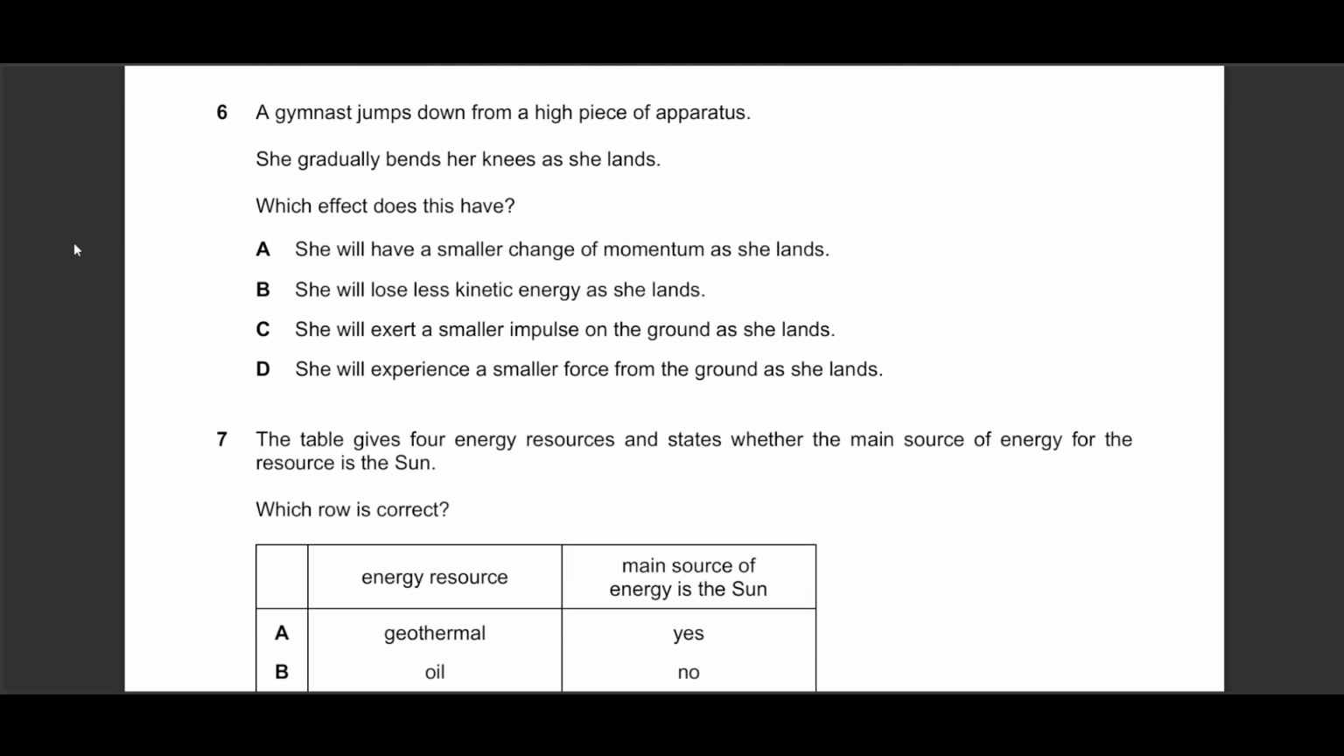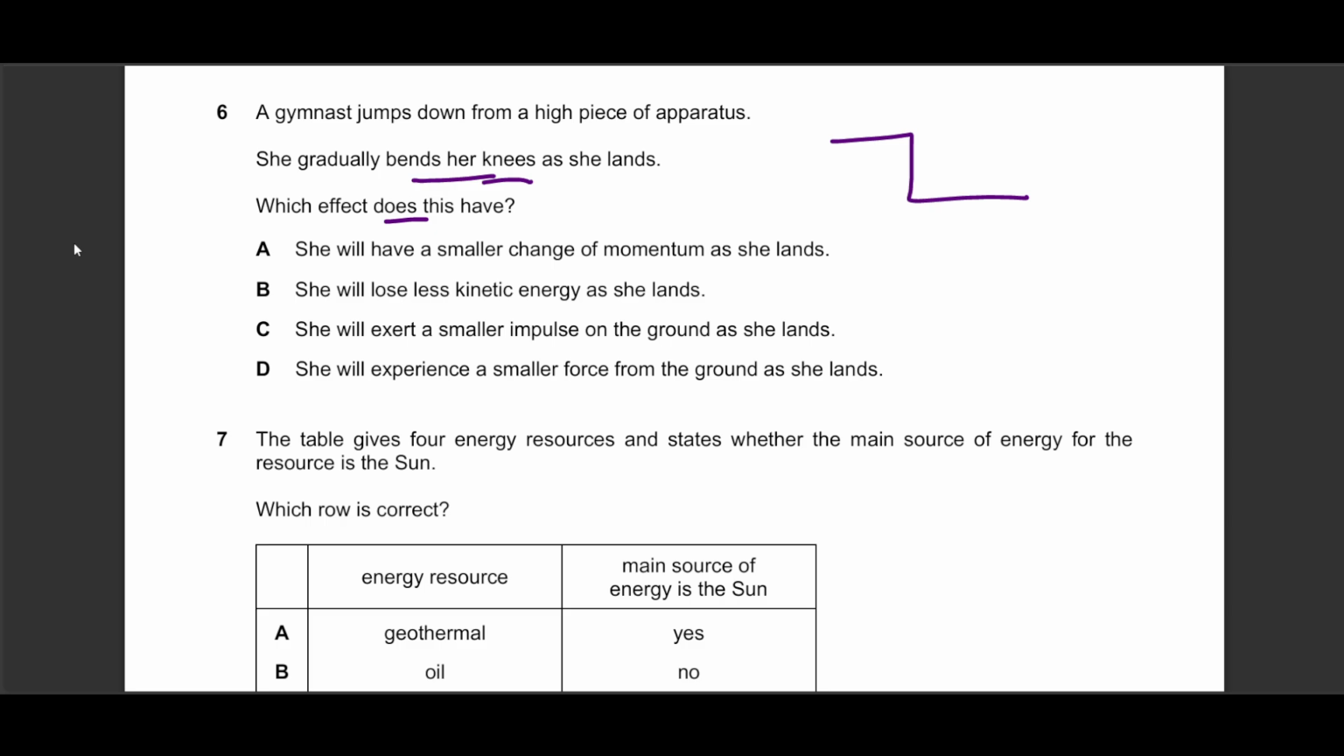A gymnast jumps down from a high piece of apparatus. She gradually bends her knees as she lands, and this is what we generally do. If you jump from a high position to a low position, generally you bend down, taking some energy away from the system, absorbing it into your knees. She gradually bends. Okay, so which effect does this have? She will have a smaller change in momentum as she lands. Okay, she will lose kinetic energy, less kinetic energy as she lands. All right, and so on and so forth.